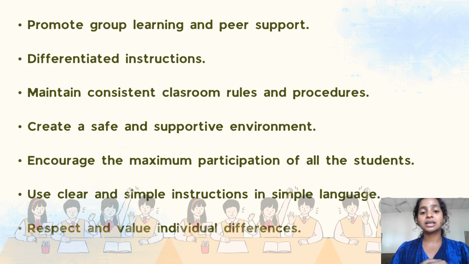Then maintain consistent classroom rules and procedures. So these kind of children, they'll make some idea in their brain and then they will follow that. So if you are changing the classroom rules and procedures again and again, it may create confusion in their mind. So what we have to do is maintain consistent classroom rules as well as procedures to be followed, so that the children will understand it in their brain and then they will work it out.